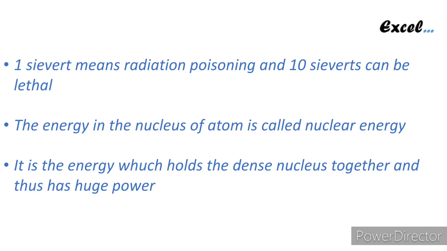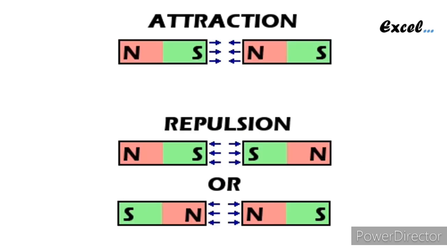But we can harness this energy of the atom to produce electricity. The energy in the nucleus of an atom is called nuclear energy. It is the energy which holds the dense nucleus together and which has huge power. But why is there a need of force or energy to keep the nucleus together, and why can it not stay together without this force? This is because, like in magnets, like poles repel each other.